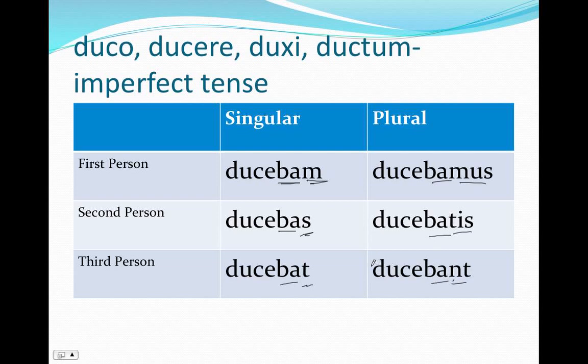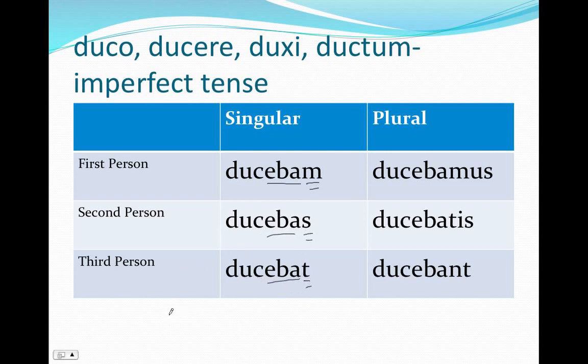The one thing that you should watch for, though, is that the third conjugation will always have this E as part of the tense marker. So the tense marker really is EBA. So ducebam, ducebas, ducebat, ducebamus, ducebatis, ducebant. Remember, this E doesn't show up in our present tense, duco, ducis, ducit. It shows up, though, in the imperfect. So ducebam, ducebas, ducebat.